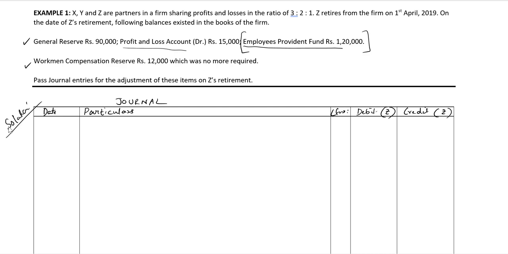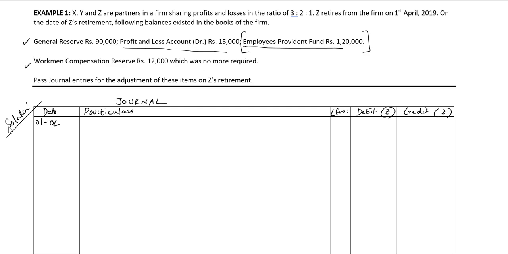The Profit and Loss Account has a debit balance, so it's an accumulated loss, and the accumulated loss needs to be written off among all the old partners in their OPSR. So the first journal entry, we will begin with distributing the general reserve and the workmen compensation reserve Rs 12,000 no longer required.